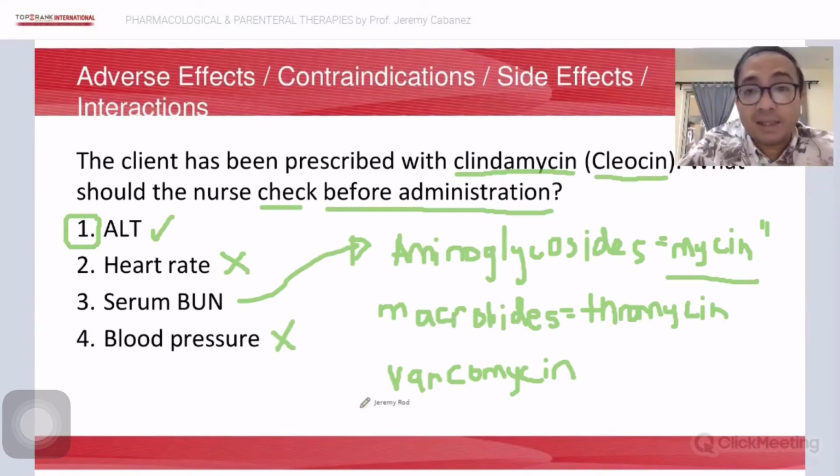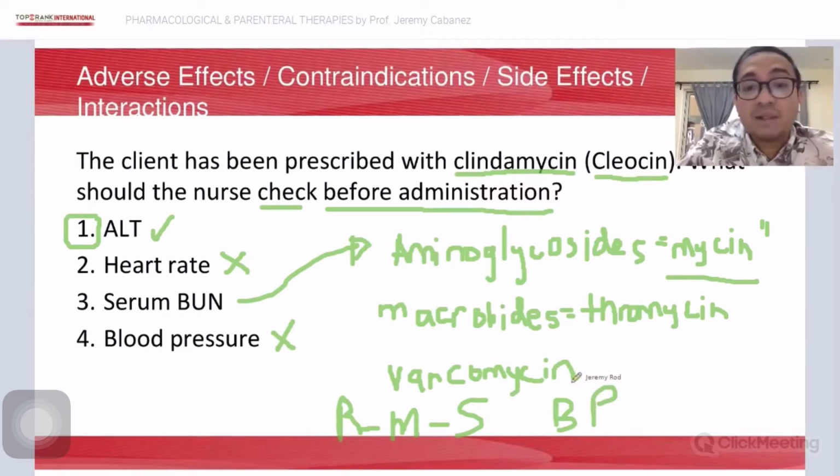Pag sinabi naman nating vancomycin, okay, so kapag aminoglycoside ang imo-monitor, ototoxicity, nephrotoxicity. Pero pag vancomycin, ang imo-monitor mo dito is the presence of Redman syndrome. Ano daw ang imo-monitor sa vancomycin? Redman syndrome and the blood pressure. Ano bang ibig sabihin ng Redman syndrome? Ibig sabihin, this medication should be given slowly. Yun ang tatandaan mo sa vancomycin.